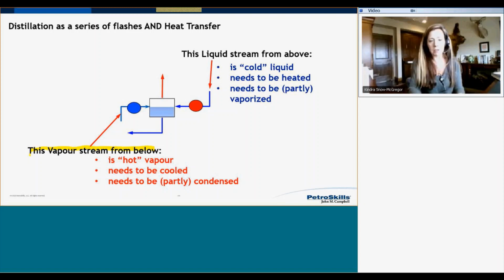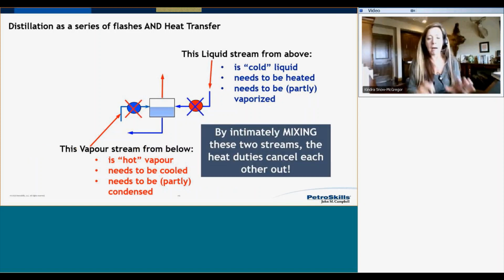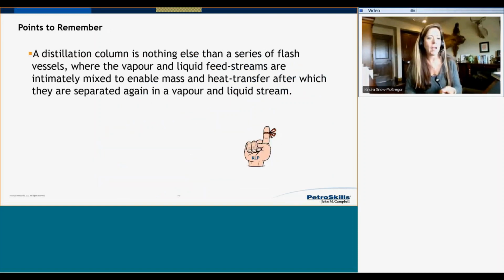Essentially, by intimately mixing these two streams, the heat duties cancel each other out. That's a big deal. When I think about my mass and heat transfer in the column, the ability to get the hot rising vapor to mix with the cold liquid flowing down the top of the column is critical in getting the column performance to meet that specification. That's the other point to remember.